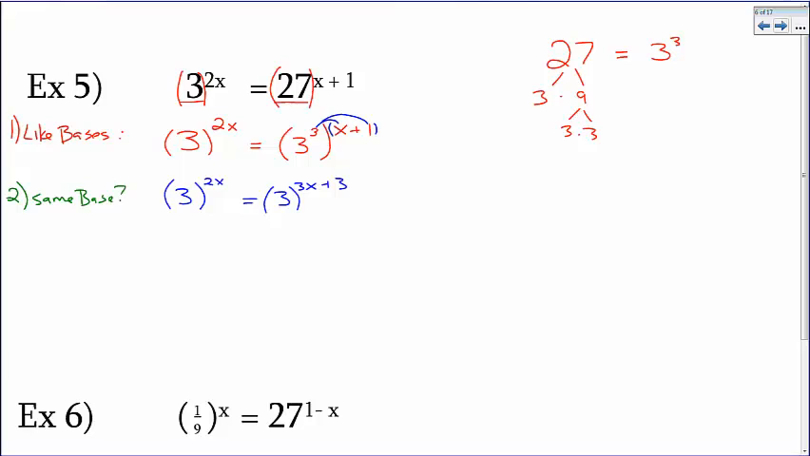Once I have common bases, I can drop the bases and set the exponent parts of both sides of the equation equal to each other. So here, I'm going to drop the 3's from both sides, like so, and set the exponent parts equal to each other. On the left, I'll have 2x, and on the right, it will be equal to 3x plus 3.